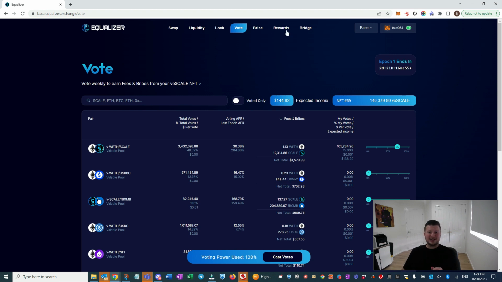So I want to show you how you can earn rewards for putting LP on the platform as well, because that's another way that you can earn scale. You can either buy scale or you can earn scale, right? So if you were to put two parts of liquidity, say Ethereum and scale together at a 50-50 ratio, then you would be rewarded in the scale token.